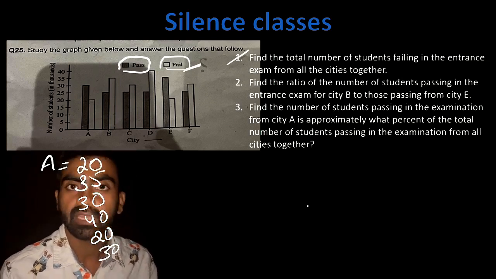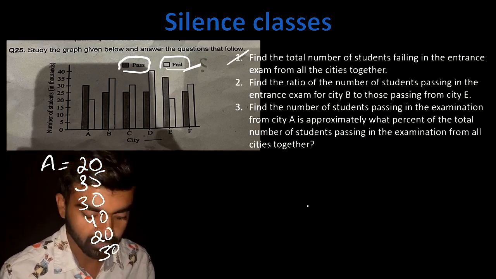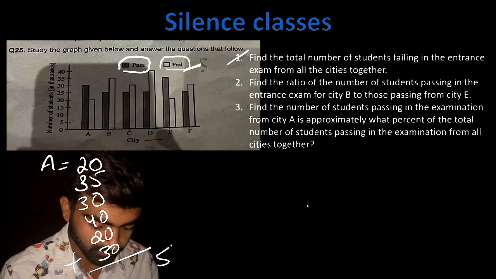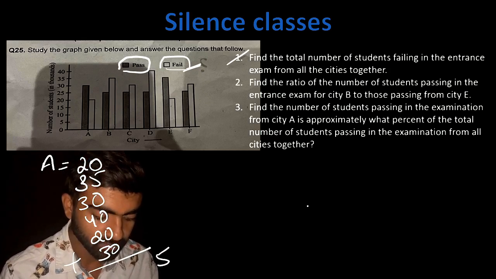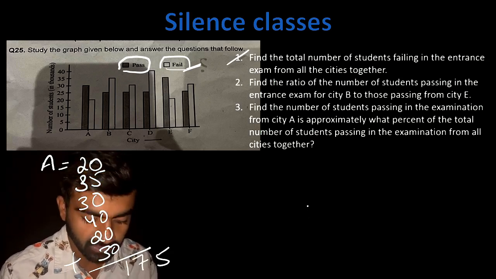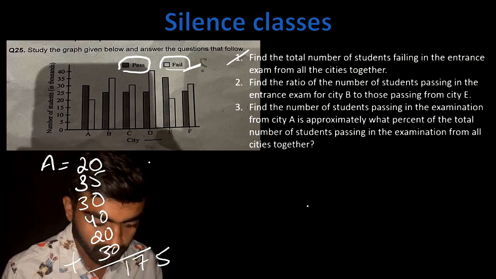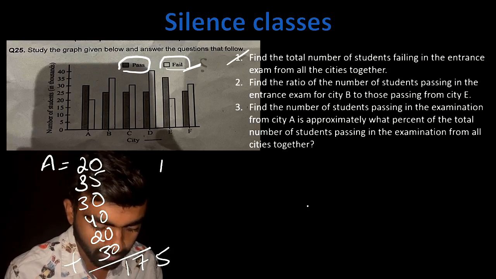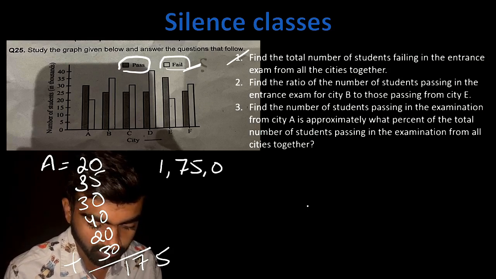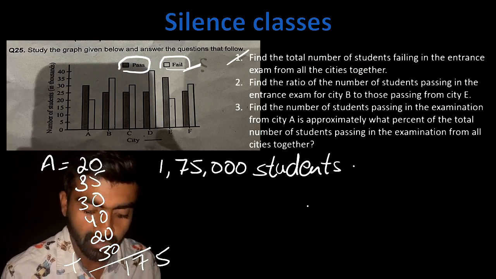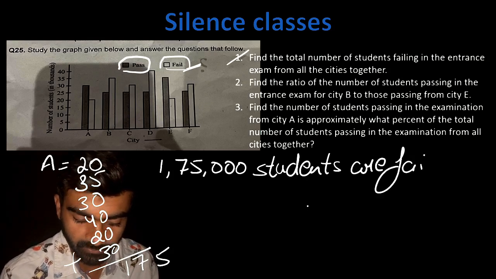Then we have to find the total number of students. So let's add up all these. We will get 175, which, given in thousands, we can say 1,75,000 students failed. So the total number of students, like this we can write it down, 1,75,000 students are failed.